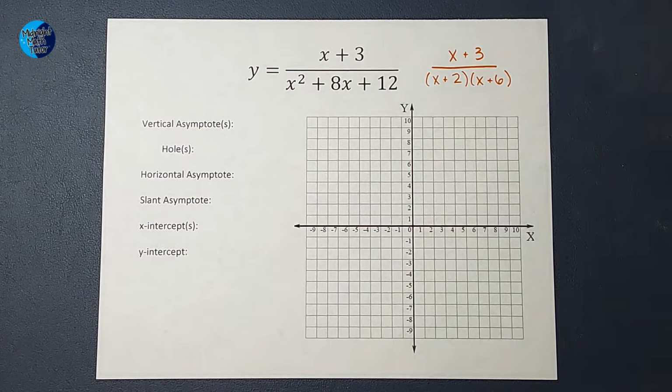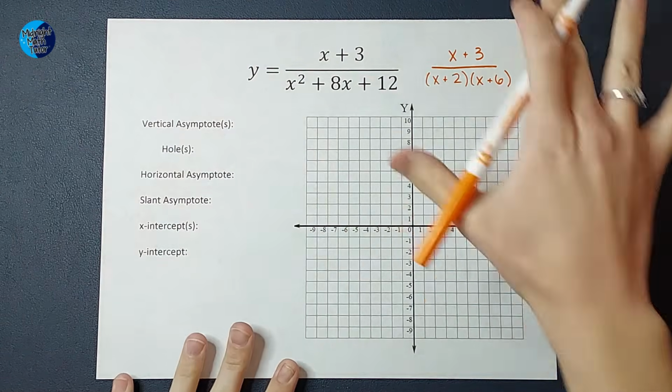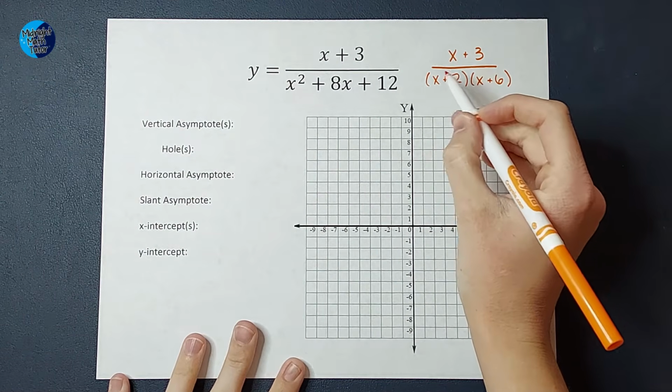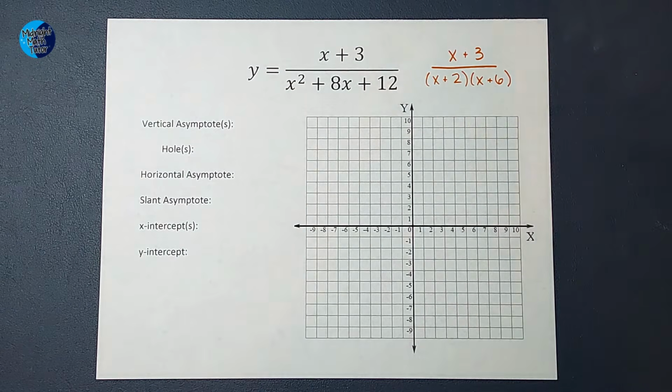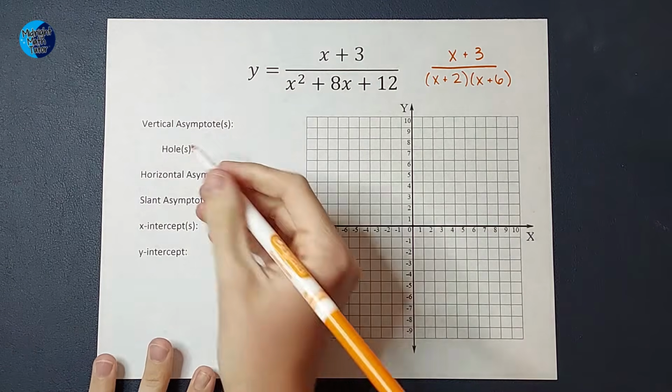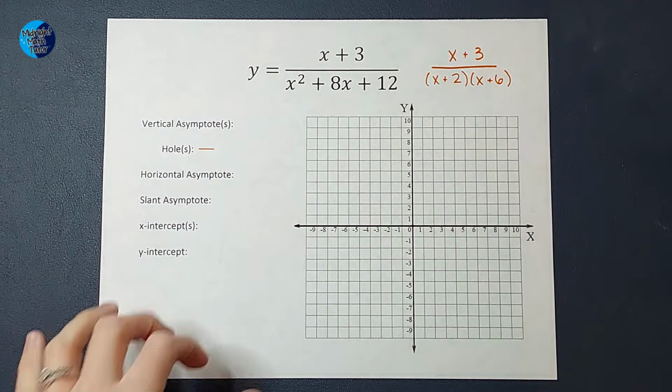So a hole in our graph occurs if, pretend when I had factored this, that this had been an x plus 3 here, so those would have canceled. That is when you have a hole in your graph. So this example does not have one, but I will link an example in the corner if you want to see an example where there is a hole in the graph. But we checked here, there were no holes.